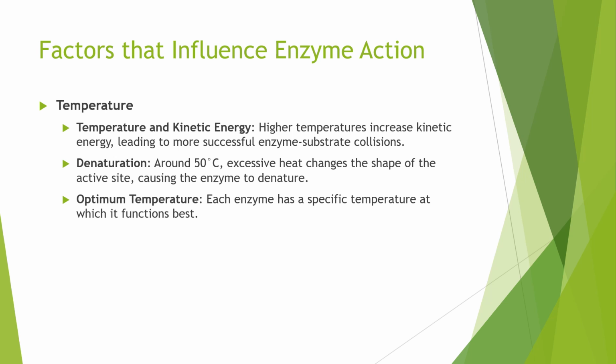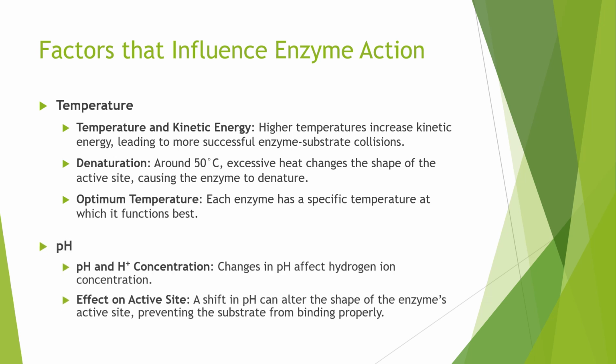It's important to note that each enzyme has an optimum temperature, a specific temperature at which it works best. For many enzymes in the human body, this is around 37 degrees Celsius, which corresponds to the normal body temperature. At this point, the enzyme operates most effectively, and any deviation from this temperature, either too high or too low, can in turn reduce its activity.